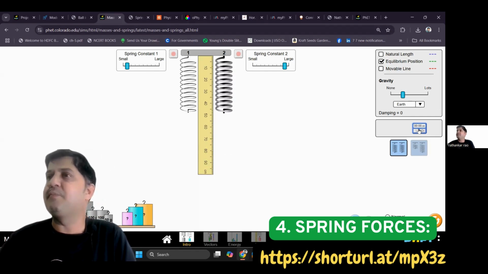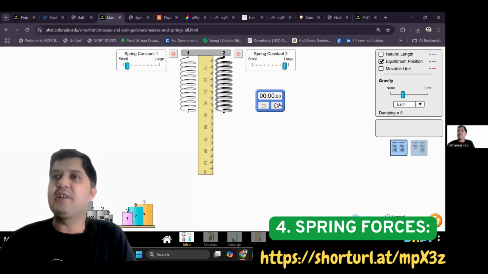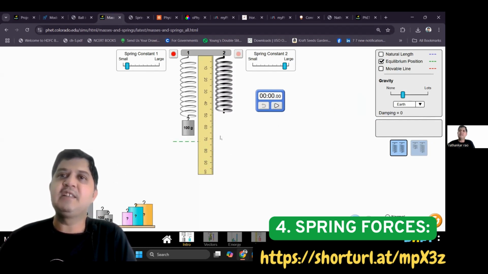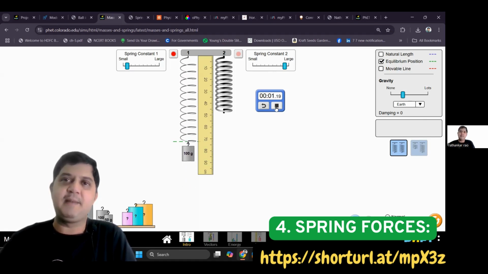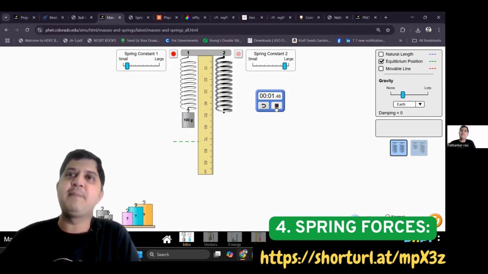What you can do is keep the timer here, and then maybe I will add 100 grams weight here and make it oscillate. I will start the timer when it reaches the extreme, and then I will find out the time taken for maybe 5 oscillations. Because it's all digital, it should not change, but it again depends upon our reaction time. As a result, sometimes you might make a mistake.